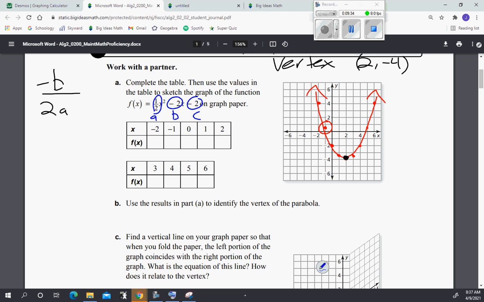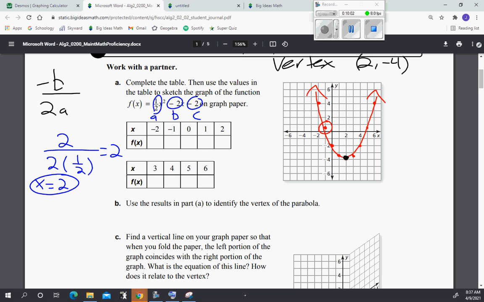So we're going to have negative b, which b is negative 2. So we have negative 2, which just becomes a positive 2, over 2 times a. Well, what's 2 times 1/2? That's just 1, right? So we get 2. That's what x equals in our vertex. So x equals 2.